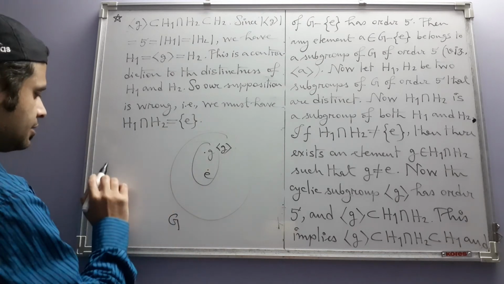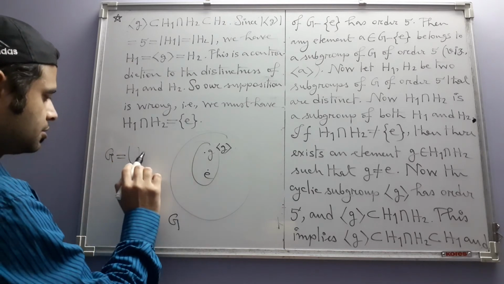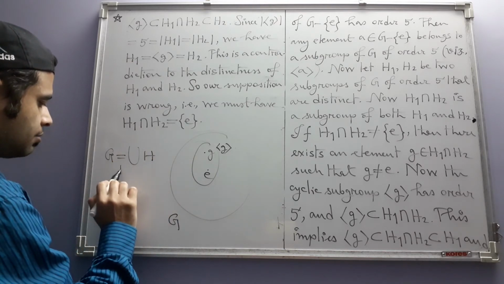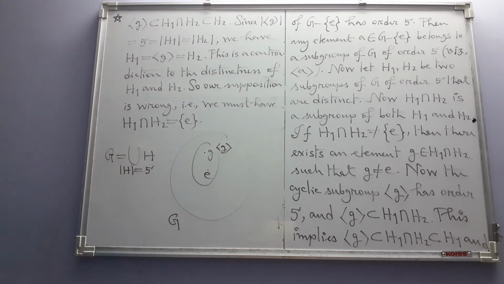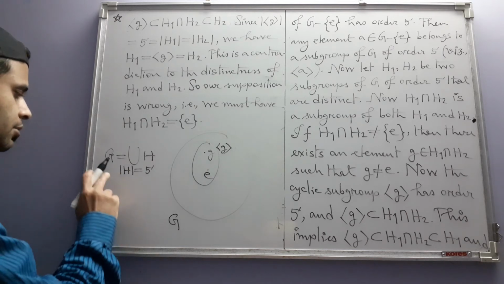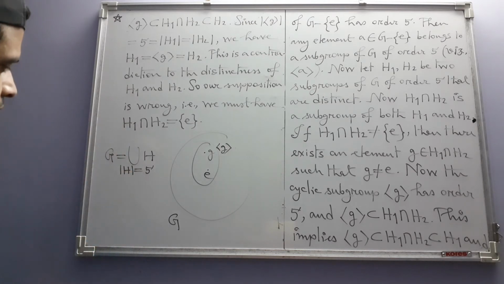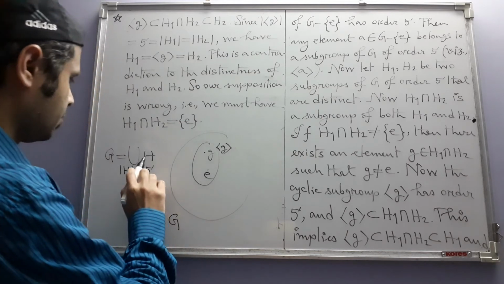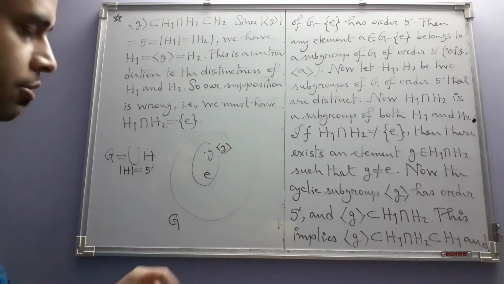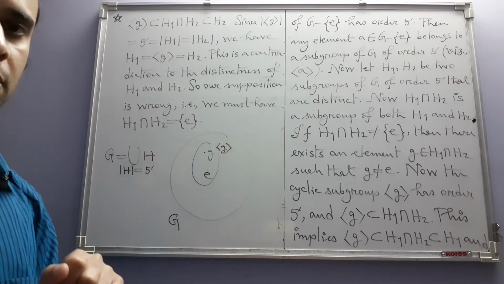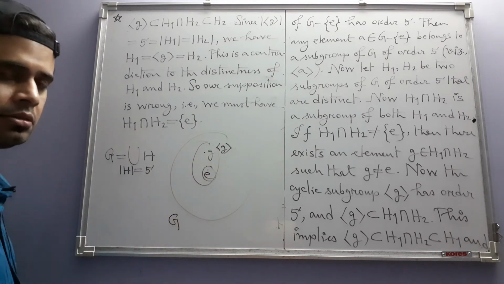So what does that say? It says that G is a union of such subgroups H, where the order of H is 5. Now, can you gauge the order of G from this union? You see, the sets involved in this union are not disjoint, so the order will not be the sum of the orders of the H's. However, there is one element common.